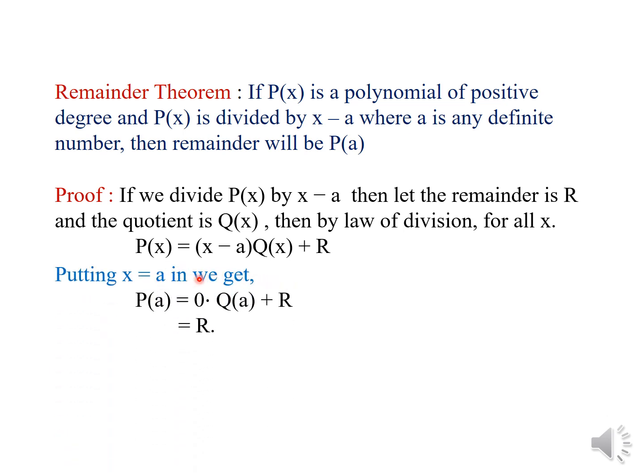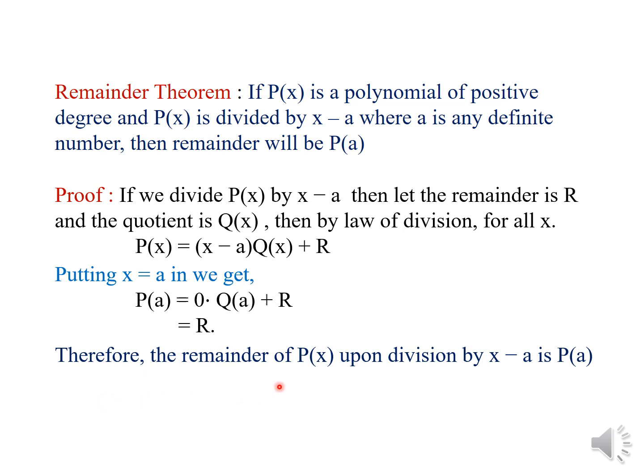Putting x equal to a, here we want to put x equal to a, so instead of x we put a here. And if here x is equal to a, then you can see that a minus a becomes 0, and it is a, so it becomes q of a, and at last plus r. So finally it becomes r. So we consider r as remainder. So finally we get p of a is equal to r.